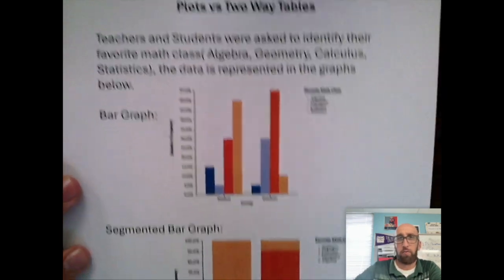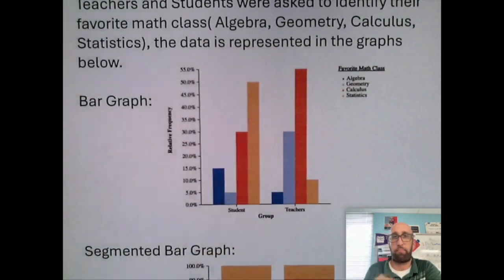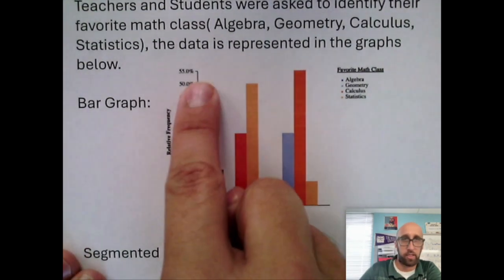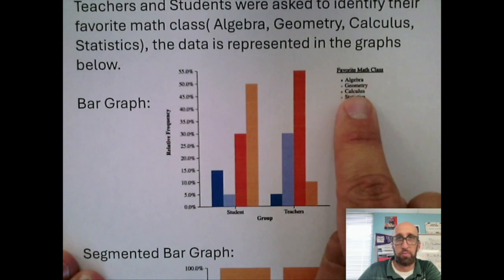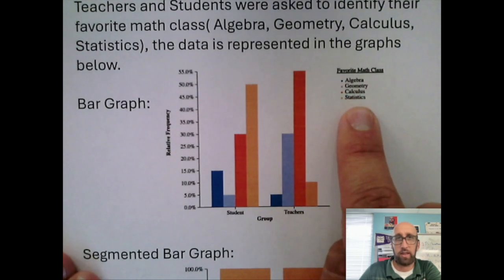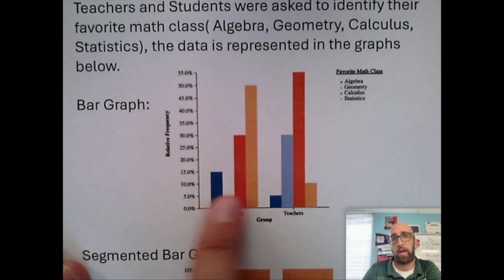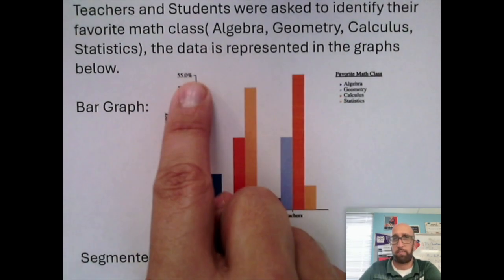So our first graph here is a basic bar graph. So across the side is our percentages. We have a little key here that says favorite math class. Dark blue is algebra. Then we have this light blue is geometry. Kind of a red is calculus, and then this peach color is statistics. And we have 2 different bar breakdowns. We have students and teachers, and our percentages up the side.